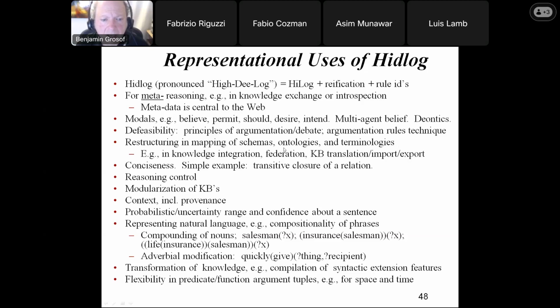Defeasibility uses HiLog crucially for an efficient, flexible, and analytically clear way of formalizing it and operationalizing it practically in state-of-the-art systems. Using the so-called argumentation rules technique, one can encode, using HiLog and rule IDs, the principles of argumentation or debate. In other words, when a given rule instance should be defeated, that is, an exception should happen relative to that particular rule whose instance we're talking about being defeated.